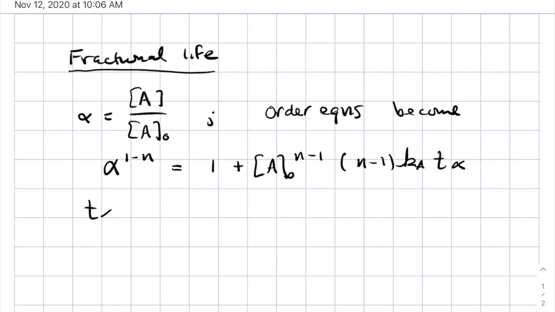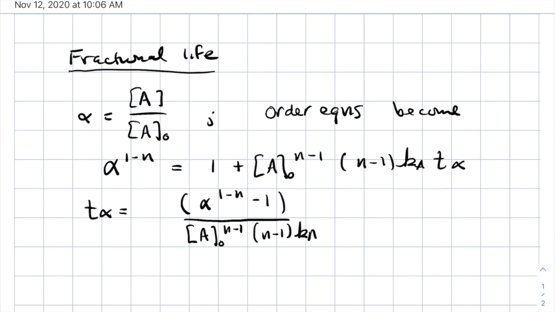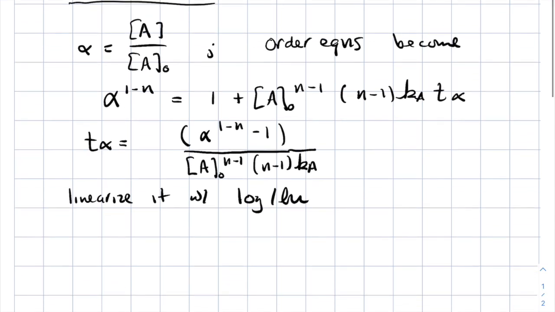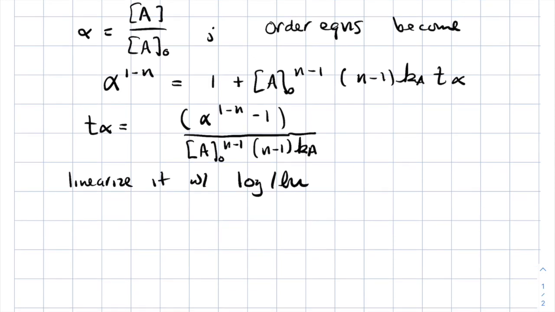We can solve for this fractional time. T alpha equals alpha to the 1 minus n minus 1 over a naught to the n minus 1 times n minus 1 rate constant. All right, so we can linearize this. A log or an ln, doesn't matter. I'm kind of partial to natural log, so I'm going to use a natural log, but it doesn't matter if you use a log base 10 or a natural logarithm.